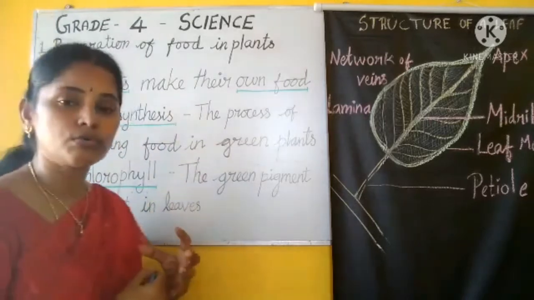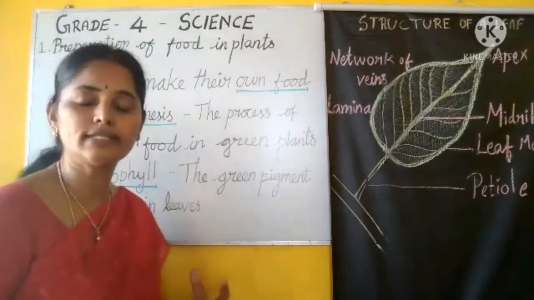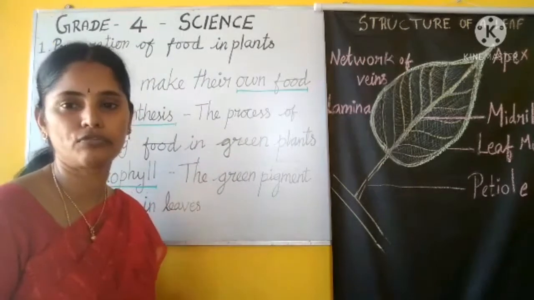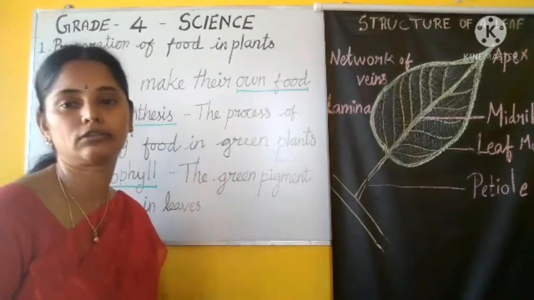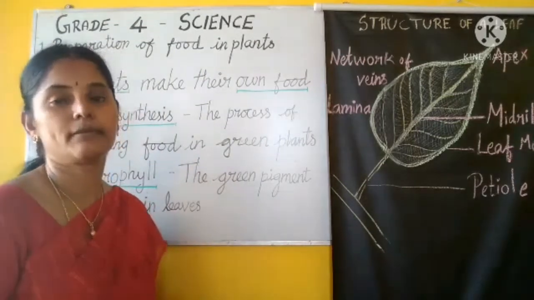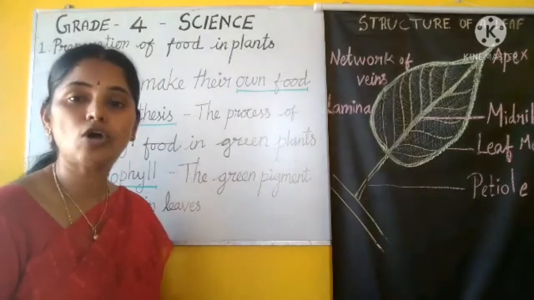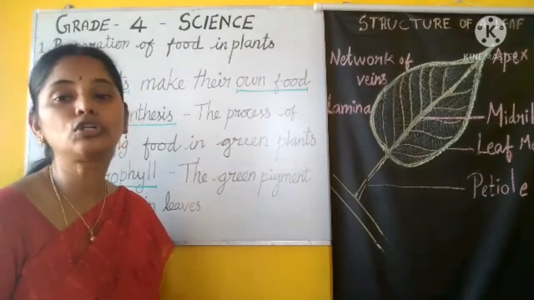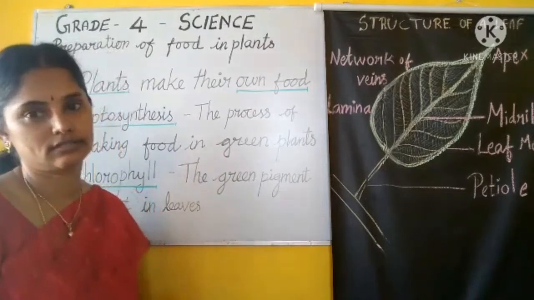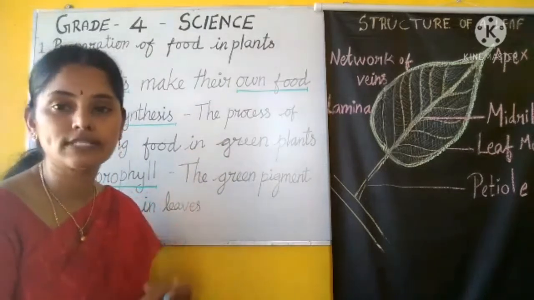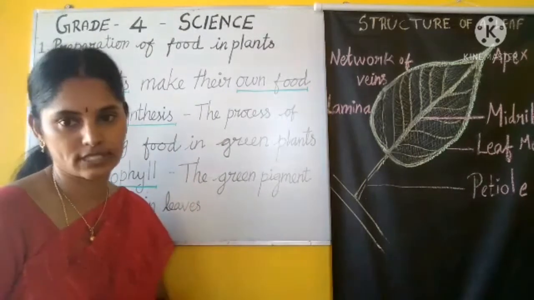Clear? How do the plants have the ability to prepare their own food? What makes a plant prepare its own food? Because plants are doing the photosynthesis work. The name of that process is photosynthesis.